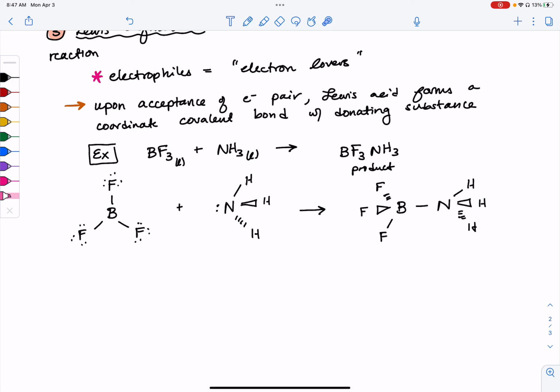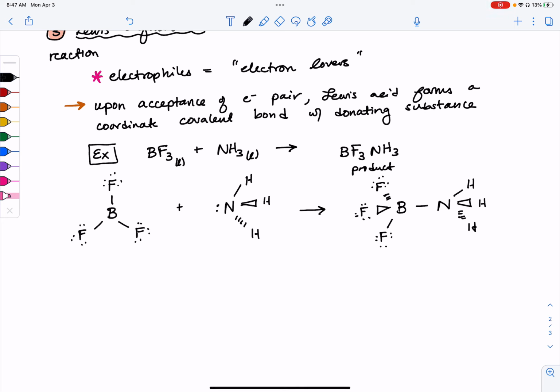And the reason why we went from being trigonal planar in the BF3 to this trigonal pyramidal is because we've now created this electron group between boron and nitrogen. And remember, electron groups repel one another. So let me just fill in my remaining valence electrons on my fluorines.